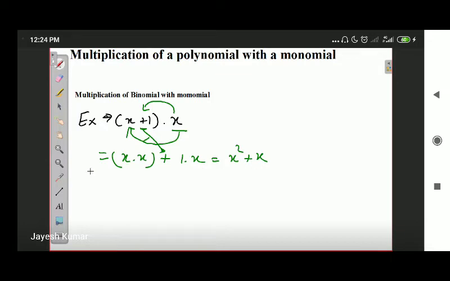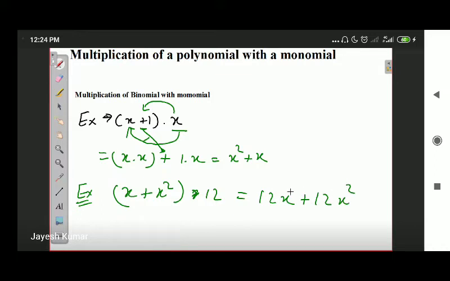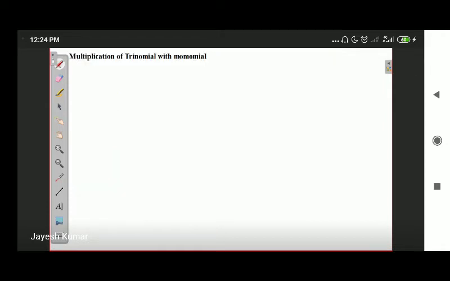It is the same as multiplying a monomial, binomial or trinomial with a constant. See what we did when we multiplied a binomial with a constant. Suppose I multiply x plus x square with 12. Then 12 is multiplied by x as well as 12 is multiplied by x square. The same sort of thing we are going to do with the multiplication of a binomial and a monomial. In the same manner we can also multiply a trinomial with a monomial.